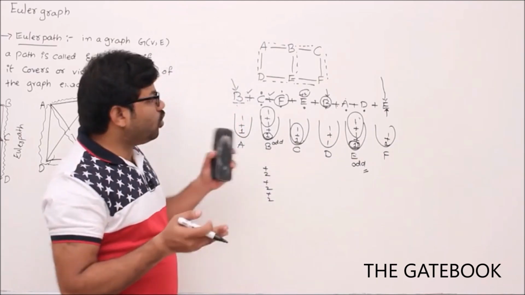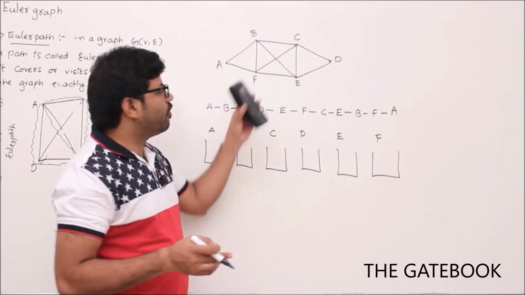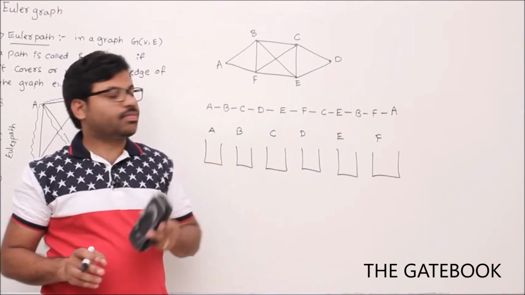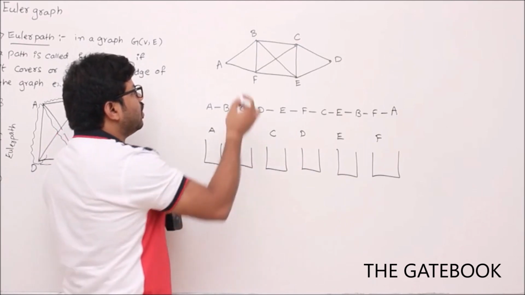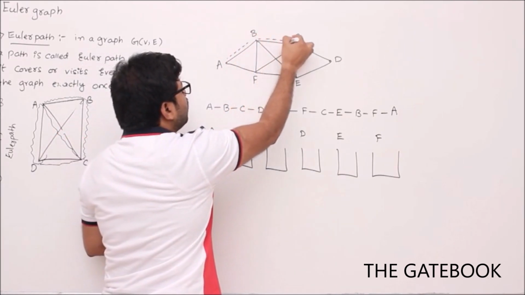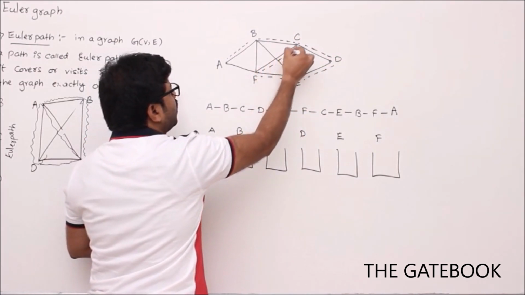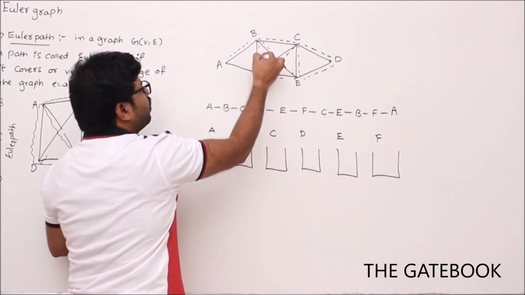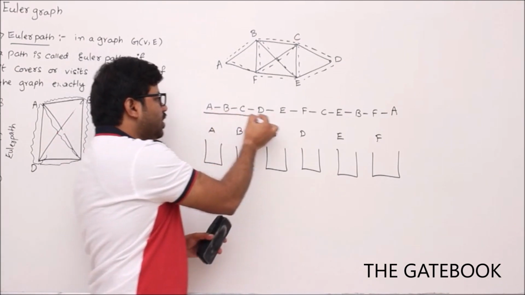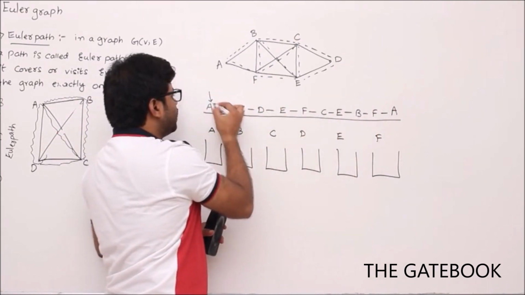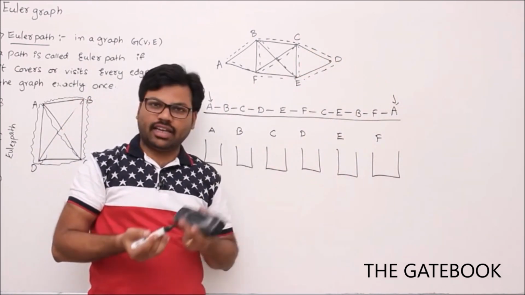Yes. So let's take one more graph and we'll observe the same, and try to understand this concept clearly. See this graph, and we'll try to find an Euler path in this one. A to B, then B to C, C to D, D to E, E to F. After that I'll go F to C, C to E, E to B, B to F, F to A, right? So I got an Euler path. That path is this one, okay? And starting vertex equals ending vertex in this graph. Such an Euler path is nothing but an Euler circuit, isn't it?